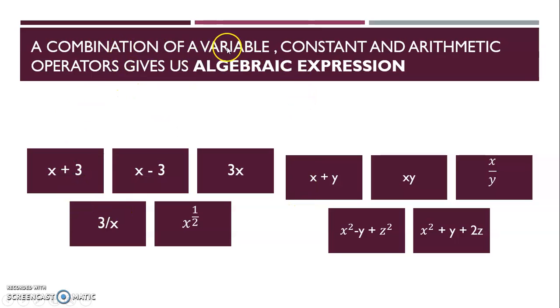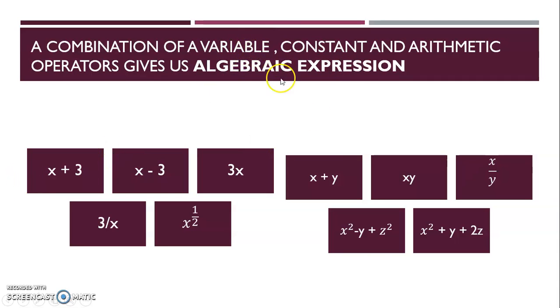So a combination of a variable, a constant, and an arithmetic operator gives us an algebraic expression. So we have a combination of a variable x, a constant 3, and an arithmetic operator, which is addition, subtraction, multiplication or division. इन तीनों के एक कॉम्बिनेशन से हमें क्या मिलता है? We get an algebraic expression.